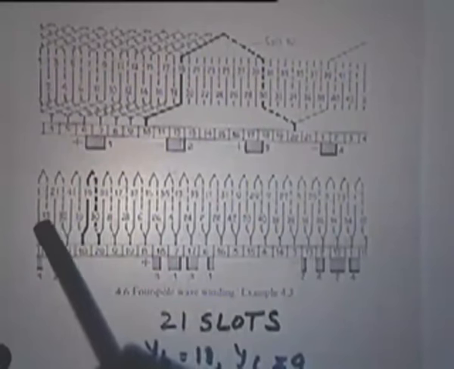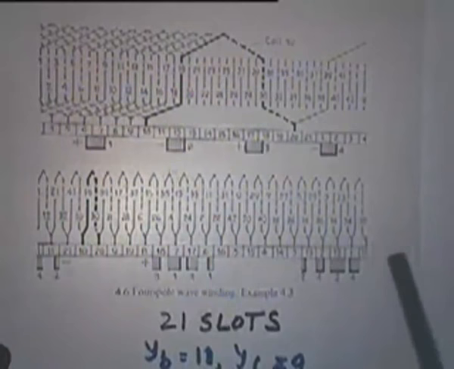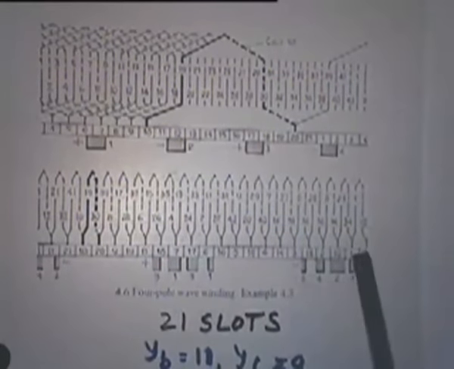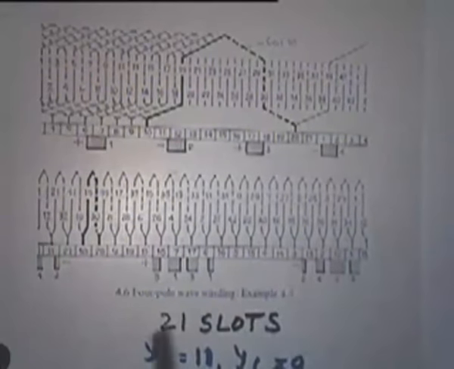The figure here is the connection diagram. So 1 it goes to 12, then 21, 32, 41, 10, it continues and comes back up to 12 and then goes to 1. So from this point, these two are the same point. So you have these commutator segments 1 going till 21 commutator segments. Now these are the brush positions and they have been shown here.